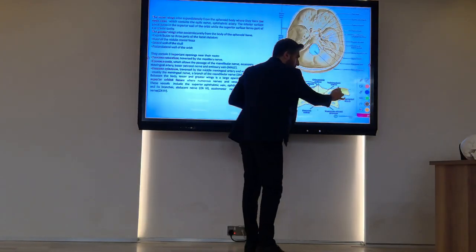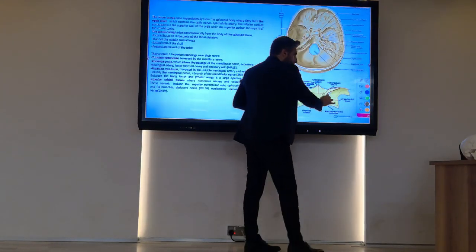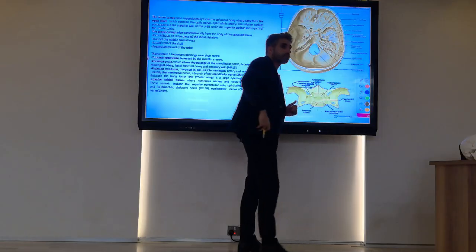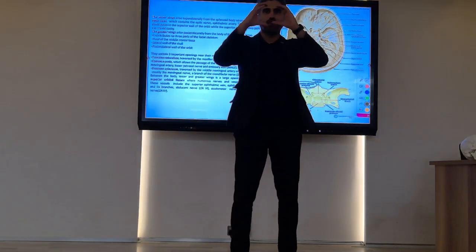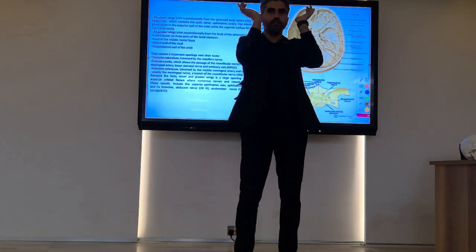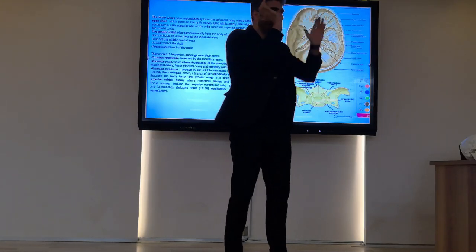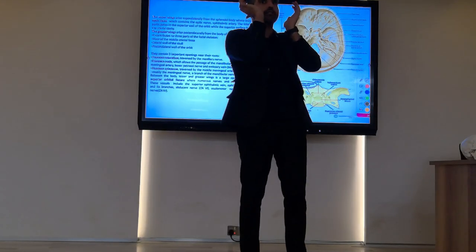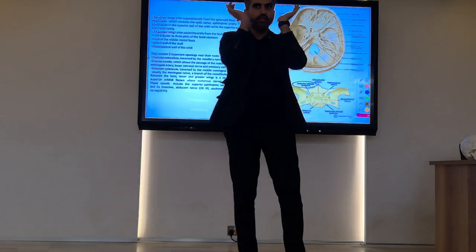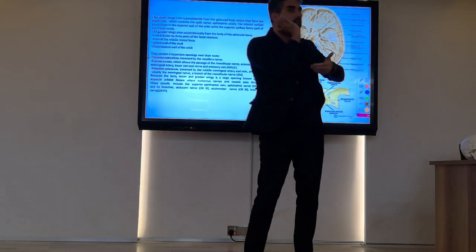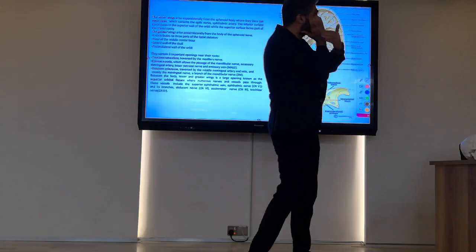Look at the lesser wing from this picture. And look at the greater wing. Greater wing is like this. From lateral side of the body, this is greater wing. Right side, left side is bigger. It has some part in the base of the skull. You can see that. This part of the lesser wing is in the base of the skull. Some part in the lateral side of the skull.